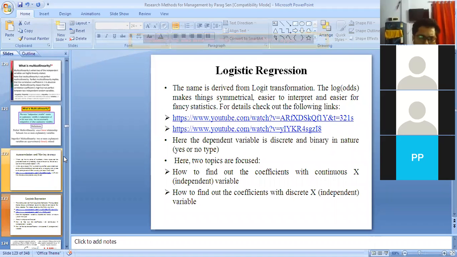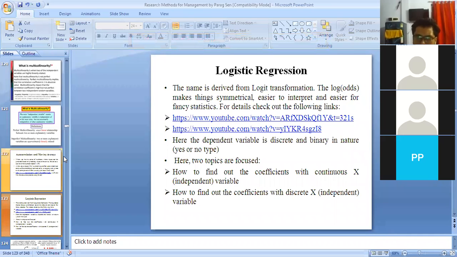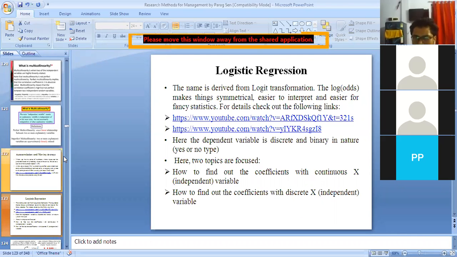See, logistic regression is a little bit complex. Basically, you have seen that in normal regression, the response variable y is continuous data. It is not discrete data. But if you have discrete data in your response variable, yes or no based, then you will use logistic regression.